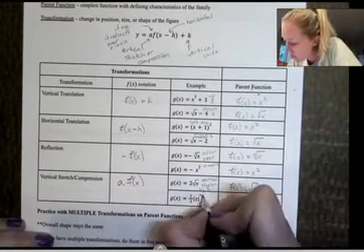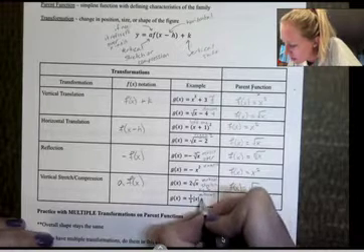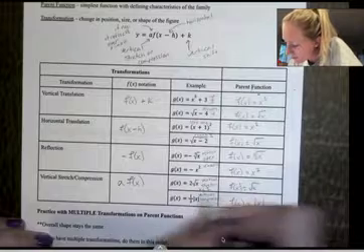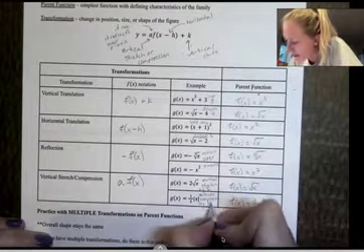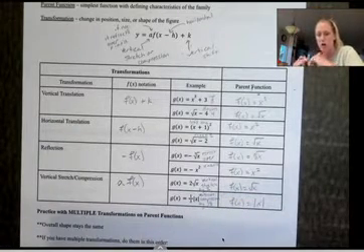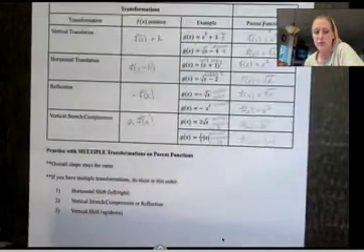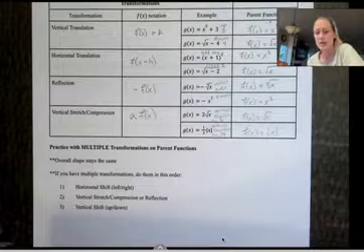So vertical compression by a third. So all my y values are getting multiplied by a third. Some rules of thumb: the overall shape stays the same.